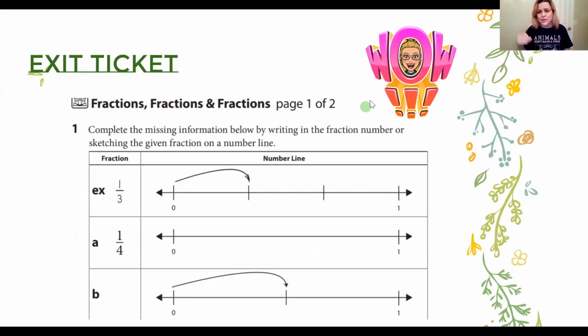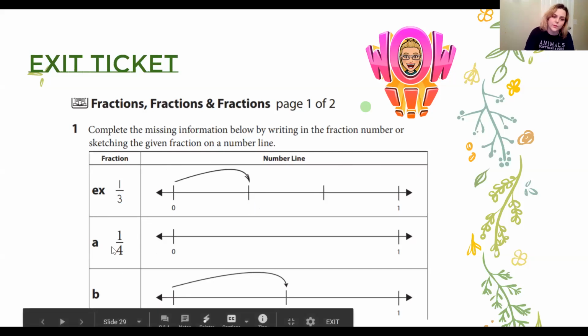This is review. So hopefully this will be like, oh, this is easy peasy. But it says to complete the missing information below by writing in the fraction number or sketching the given fraction on a number line. They show you how to write out 1/3, and they took the denominator. They know that they had to partition this line into 3 whole parts. Where are my 3 parts? Well, here, this is 1 part, 2nd part, 3rd part, and then with the arrow, they're representing 1/3. And they forgot to label it. I would want you to label it down below.